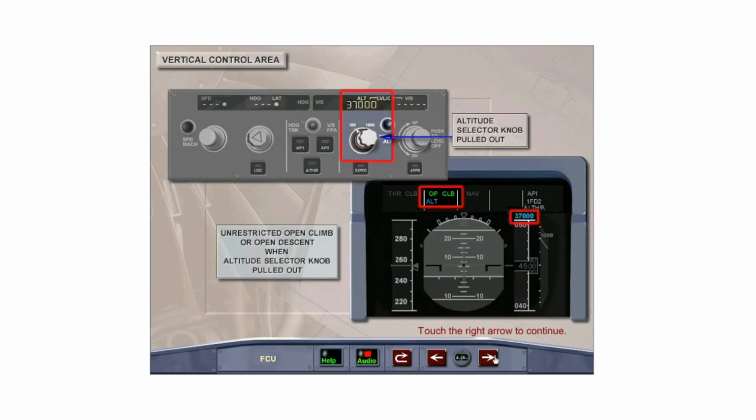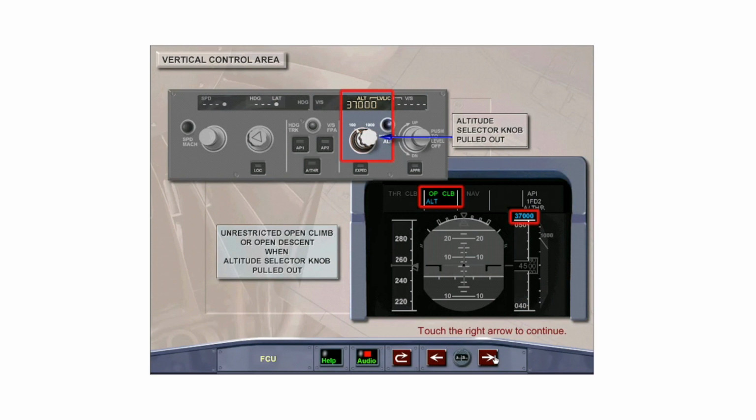The altitude selector has an inner and an outer knob. The outer knob has two positions, 100 and 1000. When set to 100, the inner knob changes the altitude setting in increments of 100 feet. It is normally used in the terminal area. When set to 1000, the altitude setting changes in increments of 1000 feet.